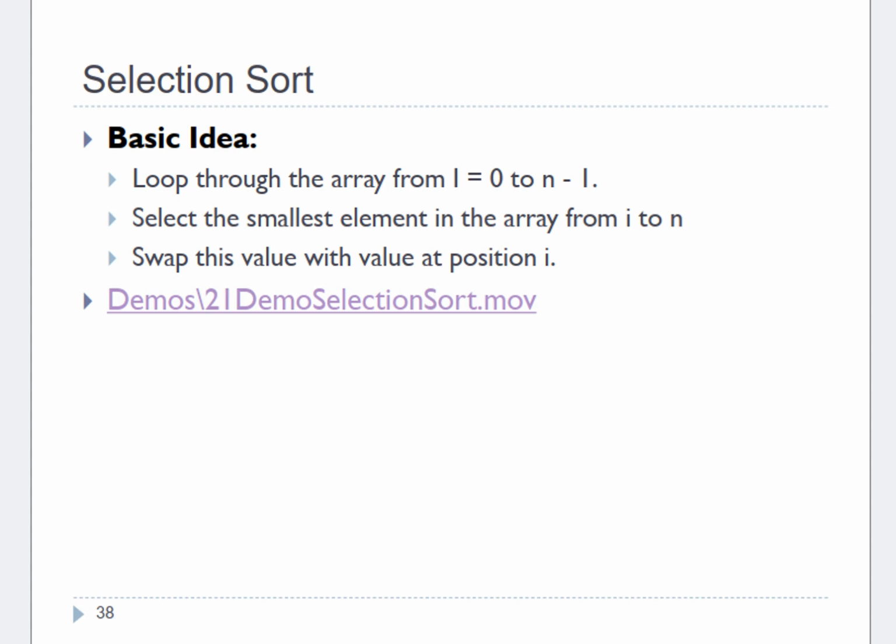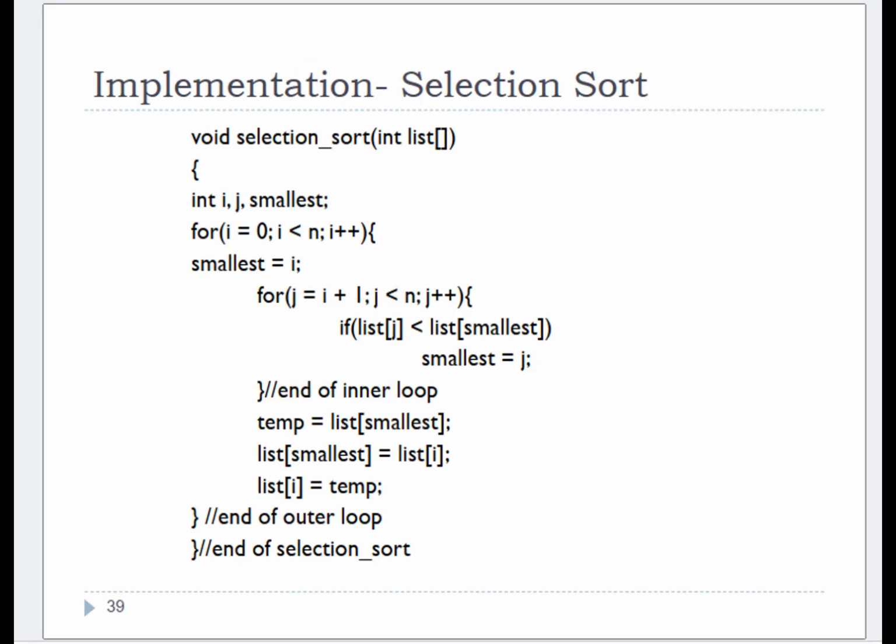Selection sort. Implementation. Selection sort: void selection_sort, int list, int i, j, smallest, for i equals 0, i less than n, i++, smallest equals i, for j equals i plus 1, j less than n, j++, if list[j] less than list[smallest], smallest equals j. End of inner loop. temp equals list[smallest], list[smallest] equals list[i], list[i] equals temp. End of outer loop, end of selection_sort.